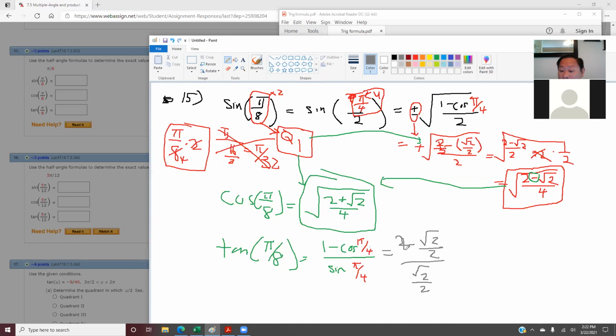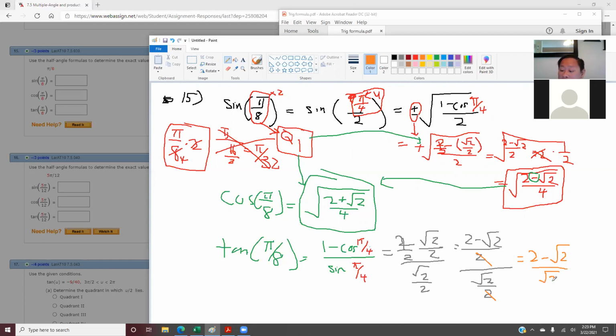So this 1, I will change to 2 over 2. So this is 2 minus root 2 over 2, and then the denominator is root 2 over 2. Now, since both denominators have 2, you can cancel out. You can do this if both denominators are the same. So your answer in this case is 2 minus root 2 over root 2.